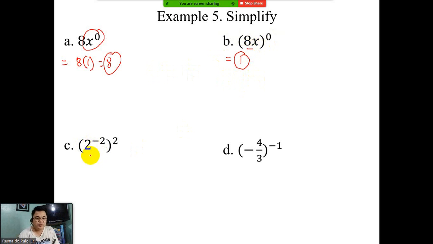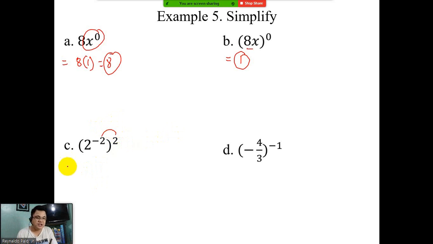Then letter C, we have 2 raised to negative 2 squared. So you have to take note, you have to remove the negative exponent for you to be able to simplify it. So how are we going to do it? First, let's apply the power of a power law.